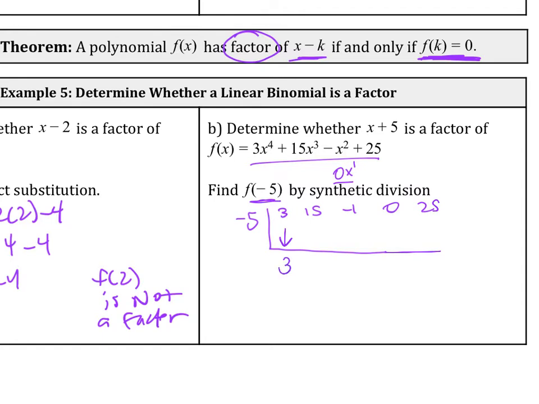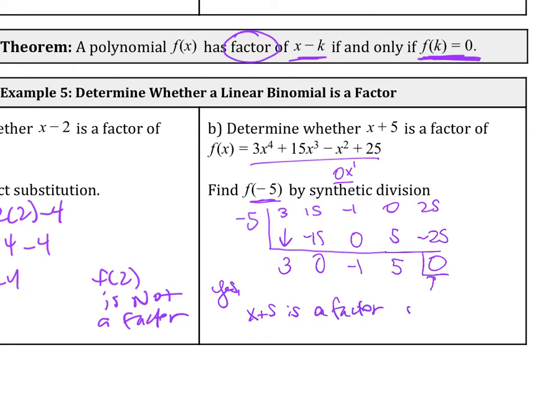So drop down the 3. Multiply, negative 15, this is 0. Negative 5 times 0 is 0. Negative 1 plus 0 is negative 1. Negative 5 times negative 1 is a positive 5. 0 plus 5 is 5. Negative 5 times 5 is a negative 25. And our remainder is 0. So when the remainder is 0, then yes, x plus 5 is a factor of the polynomial.